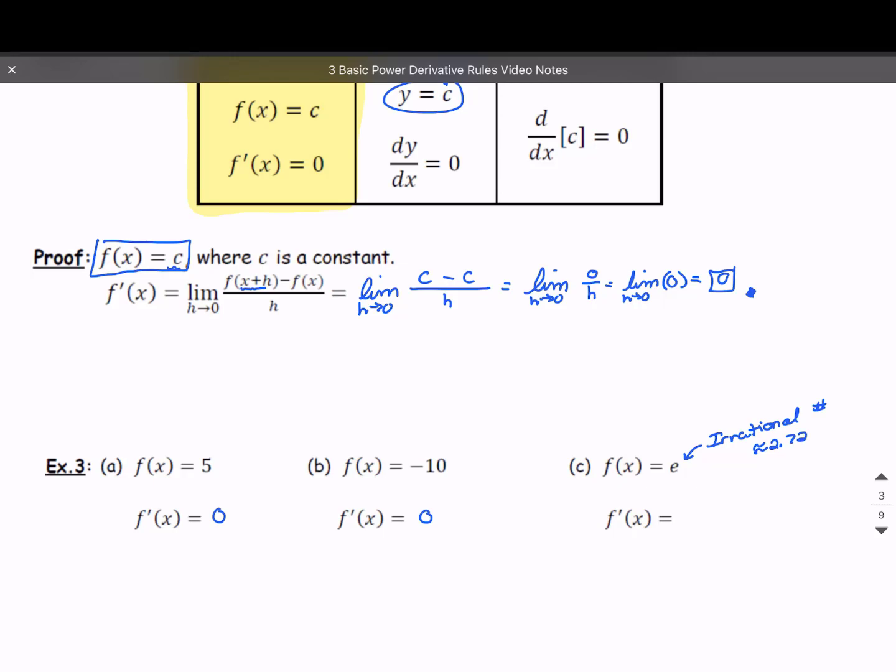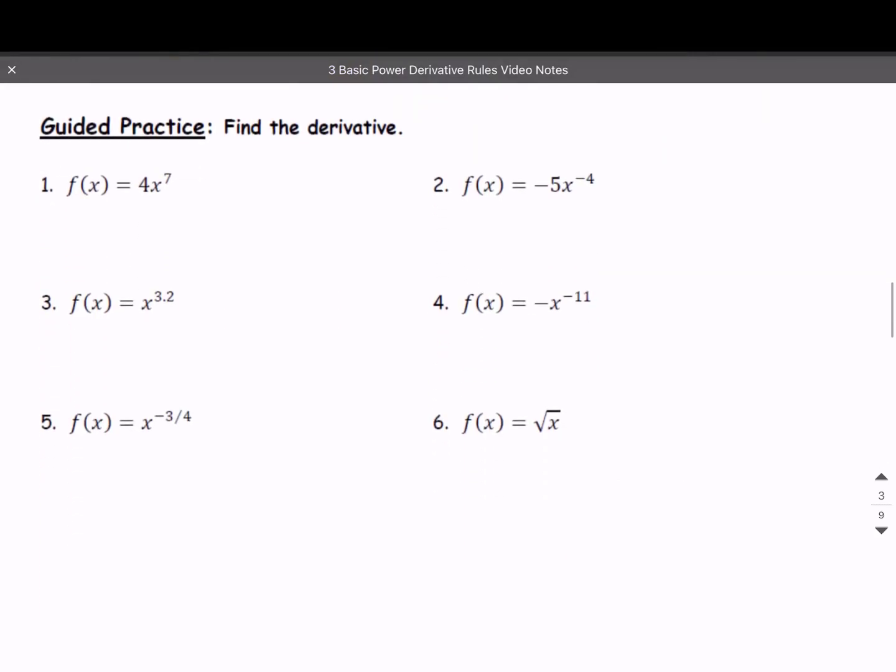Oh yeah, it's 2.72. That's a number. So if I take the derivative, it is 0. That's it. The derivative of any number is 0. Let's just practice a couple.